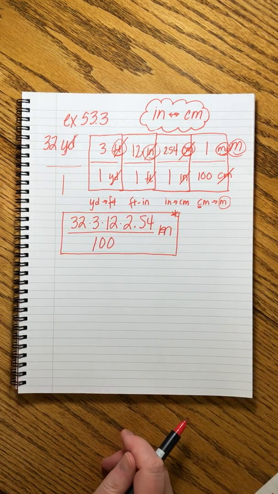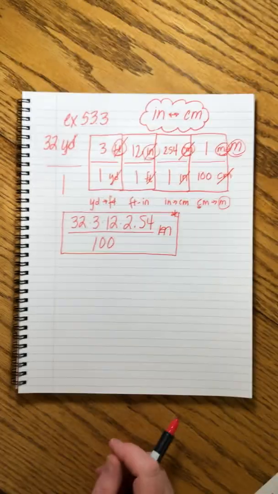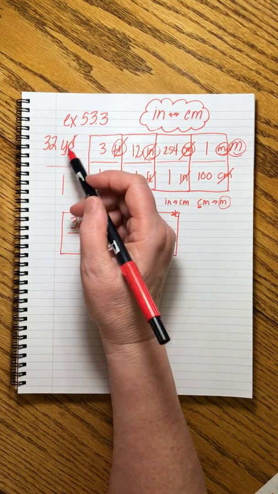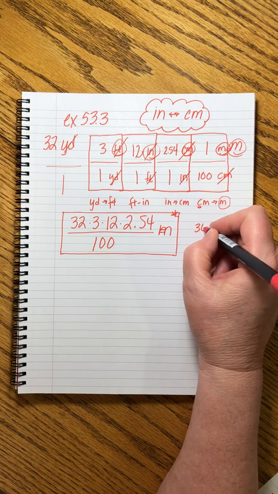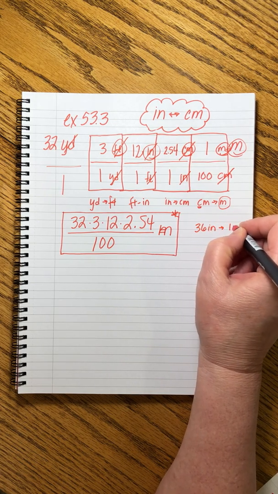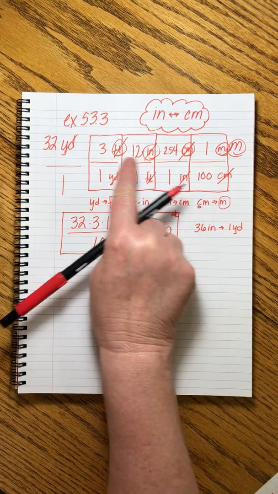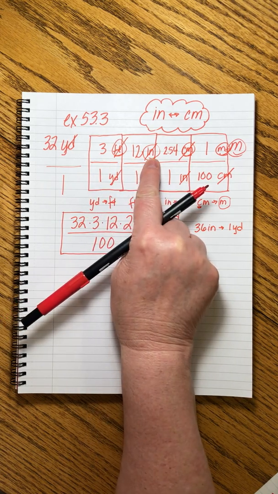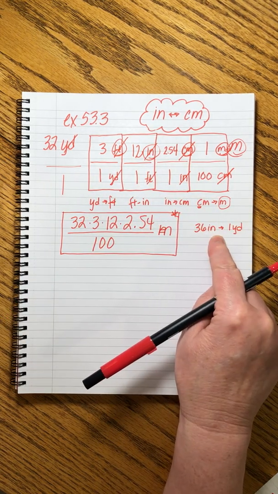Double checking to make sure. Yes, beautiful. If you're the kind of person who can remember that there are 36 inches in 1 yard, then you could combine these into a single step. If you know that and you feel comfortable with that, you can use that.